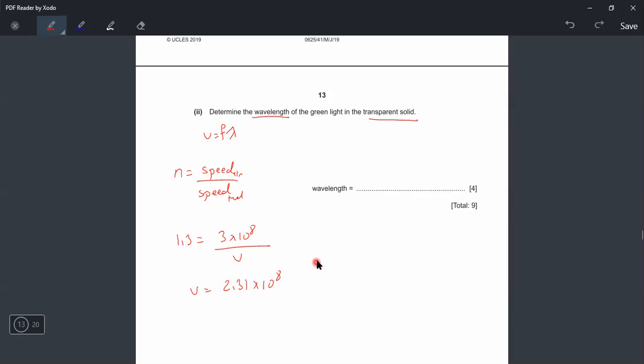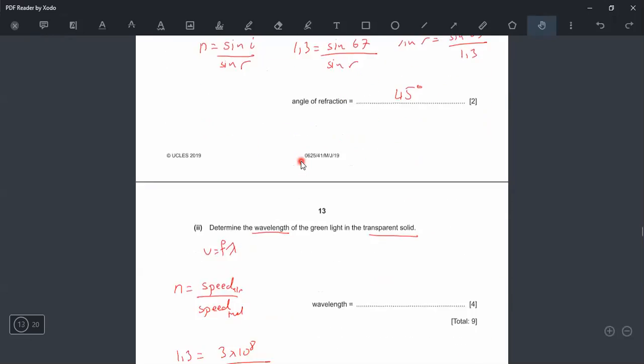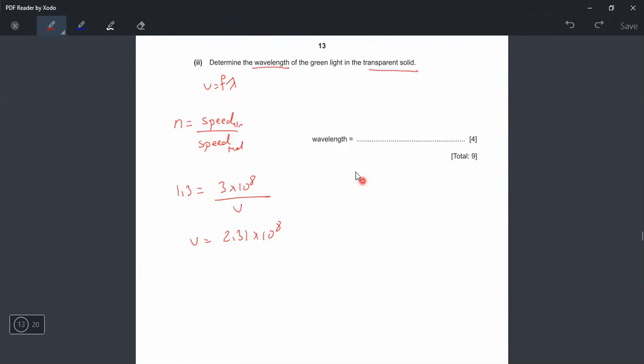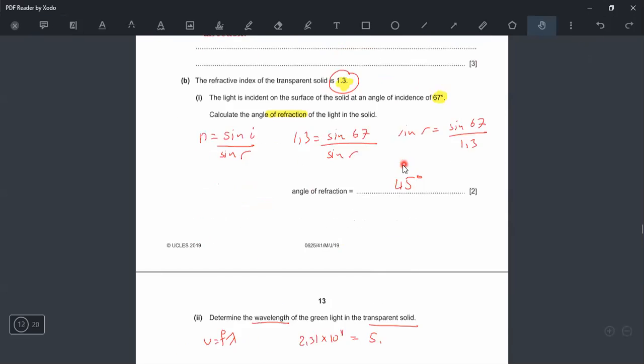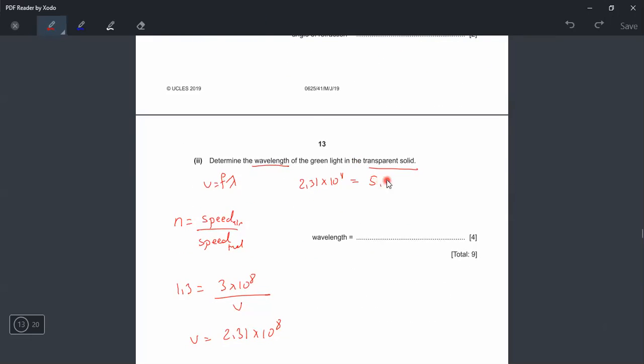Now that you have the velocity and you have the frequency, which is, once again, 5.7 times 10 to the power of 14, you can just plug these in. So 2.31 times 10 to the power of 8 equals, what was it again? Oh gosh, why do I keep forgetting so quickly? 5.7 times 10 to the power of 14. That's our frequency times wavelength. So the wavelength is this over that.